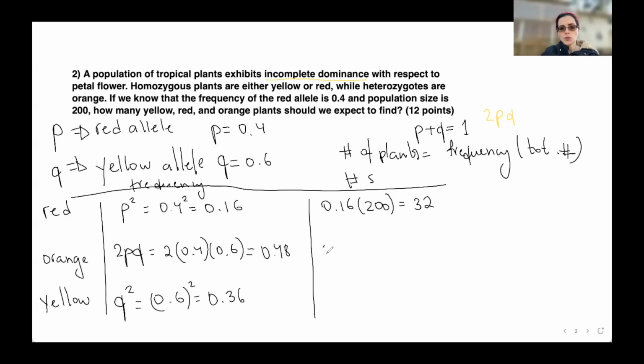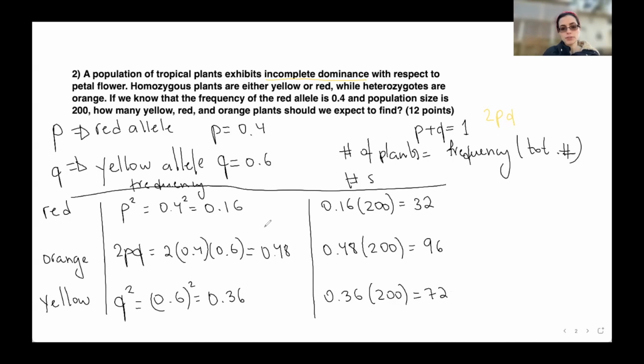And then 0.48 times 200 would be 96. And then 0.36 times 200 would be 72. So let's add up those numbers, 32 and 96 and 72, because they have to add up to 200. And yes, they add up to 200. That's a very good way to check yourself.